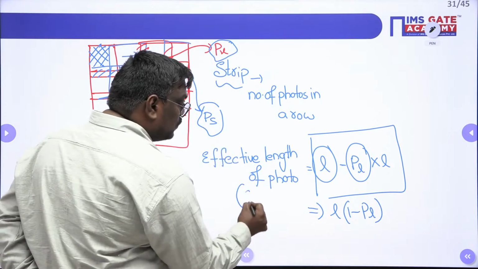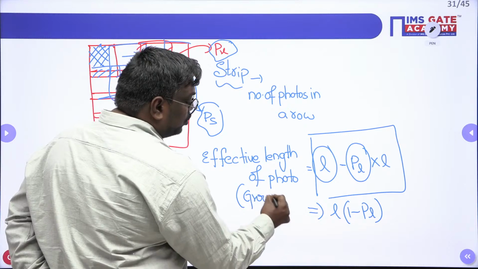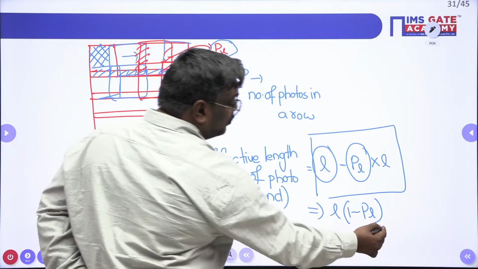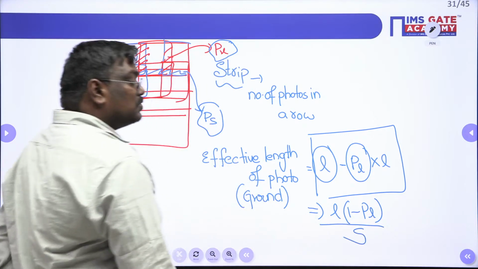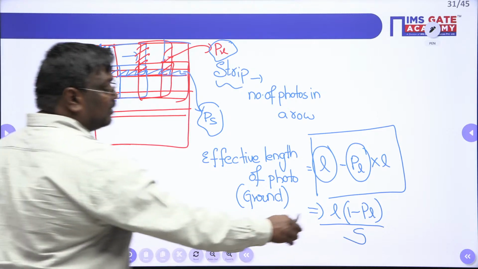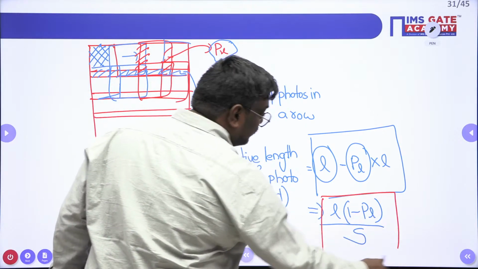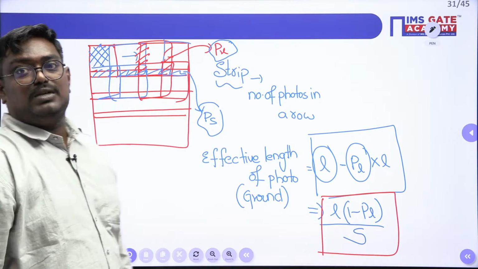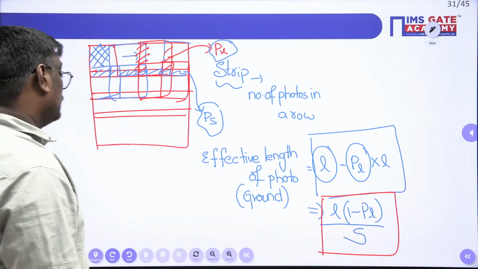If you want to change from photo to ground units, you have to divide by the scale. So the effective length of the photo is the length of the photo into 1 minus PL, where PL is the longitudinal overlap.